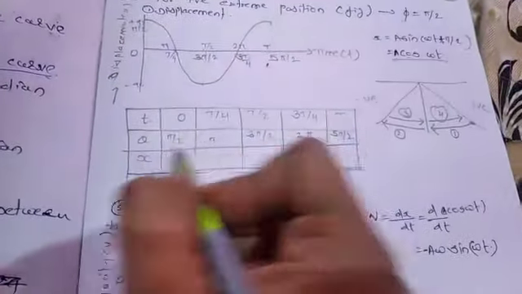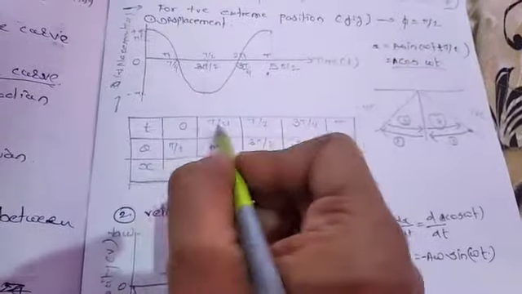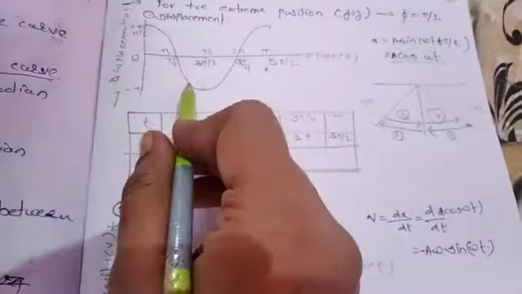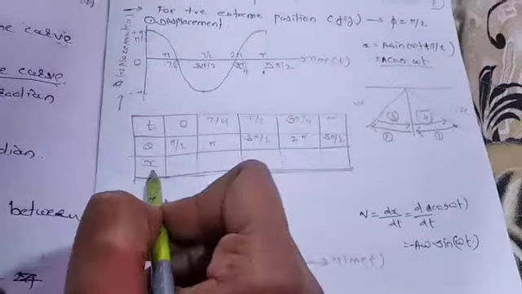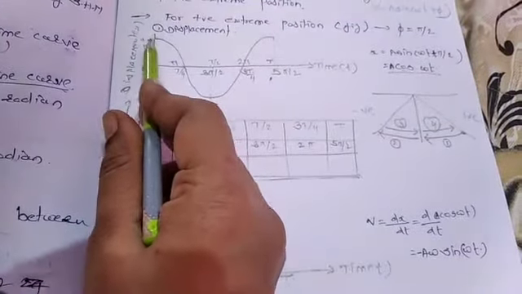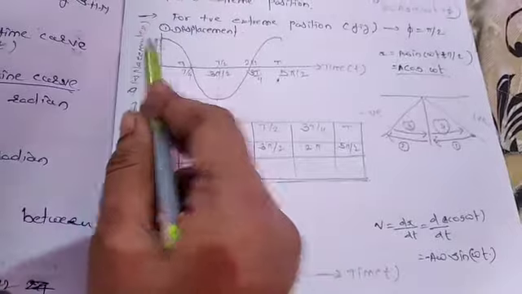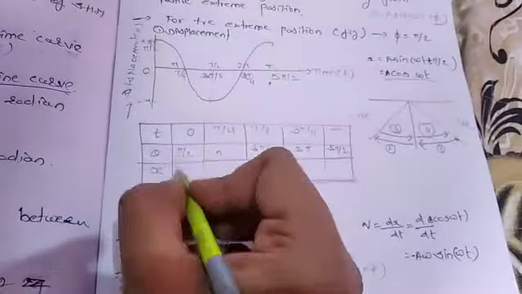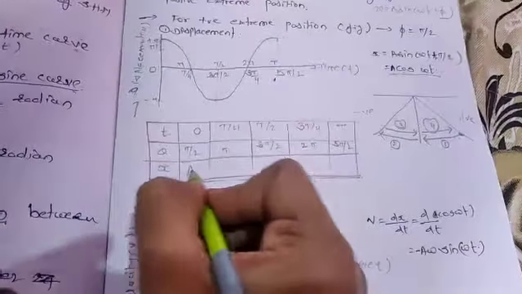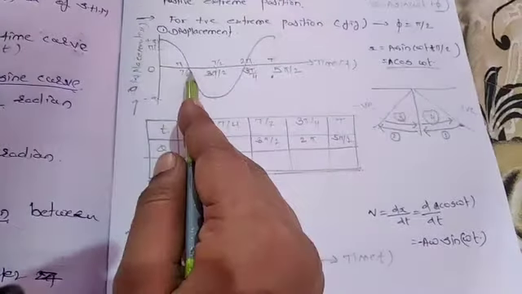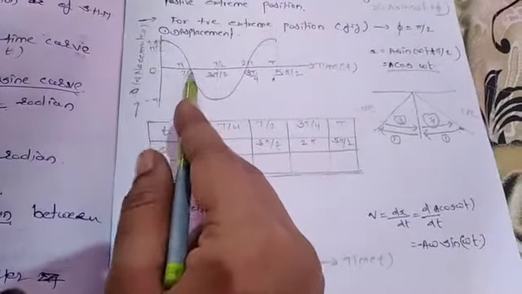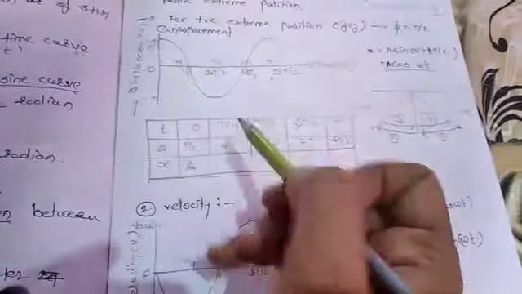So here we have written 0, T by 4, T by 2, 3T by 4 and T for one oscillation. So displacement x is equal to, as the graph starts from the positive extreme, so it is plus a, the amplitude is maximum. Then at pi, it again comes to the mean position.